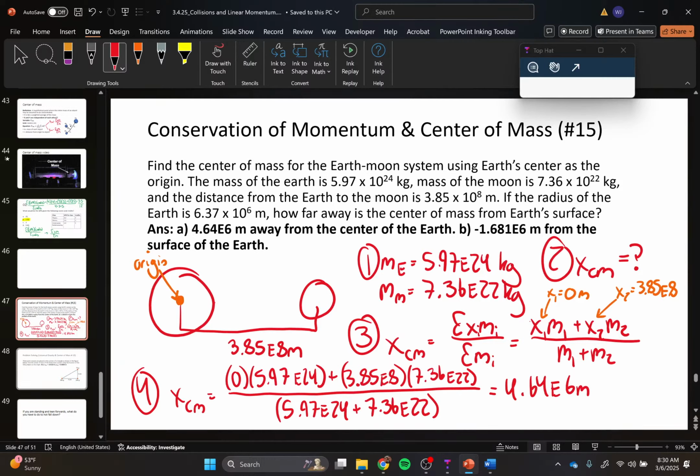And honestly, to draw where the center of mass is, well, the radius here is 6.37, and my answer is 4 times 10 to the 6, so the same order of magnitude. It's going to be about 2/3. So the center of mass is going to be about here, 2/3 of the way. 4.64 is almost 2/3 of 6.37, kind of, sort of.